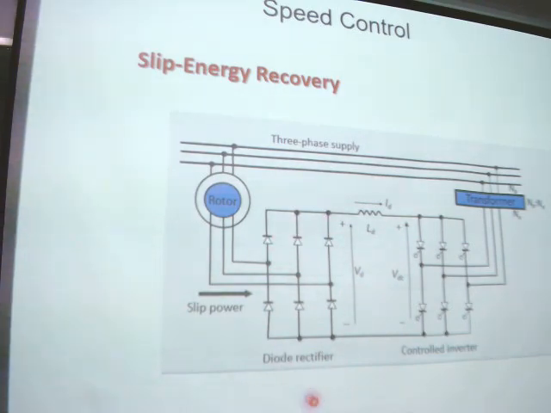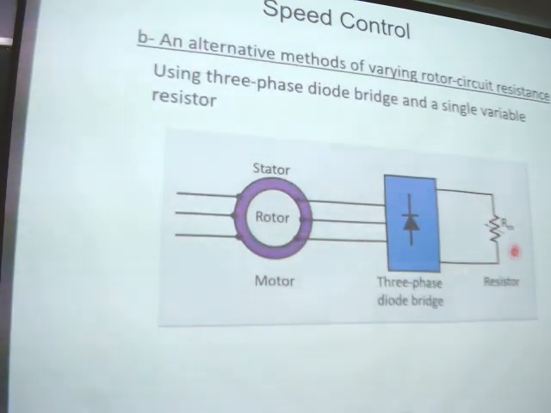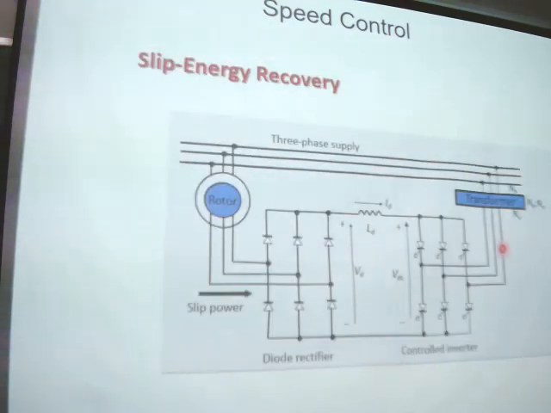So here is the rectifier, here is the inverter. Using this method, we can increase the efficiency because there are no losses. In the previous case there were losses in the resistance. But with this method, the power goes back to the grid. So we change the speed and also the power goes back to the grid, so we can increase the efficiency.